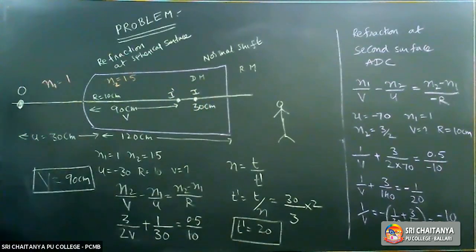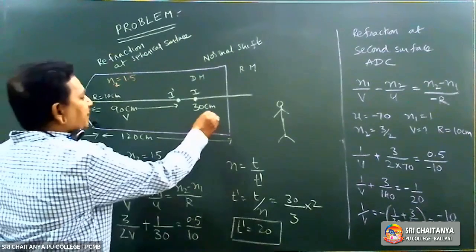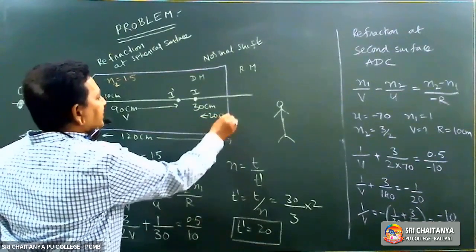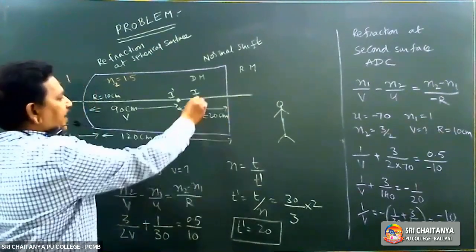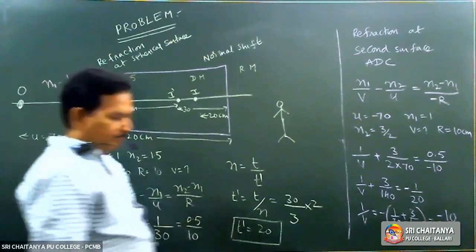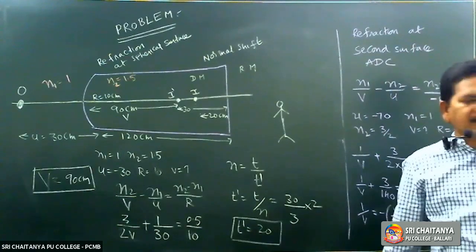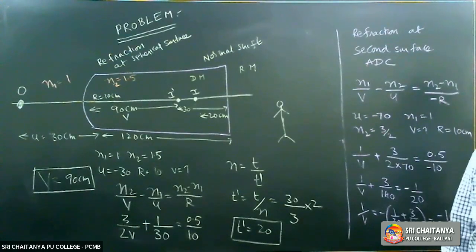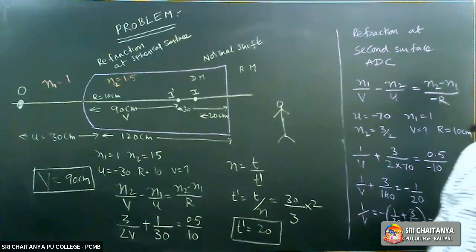This is the final image due to the entire system. At what distance from this surface? From this surface, 20 centimeters. Final image due to the entire system. This is one problem where refraction at a spherical surface and also normal shift is included. Some more problems we can take.